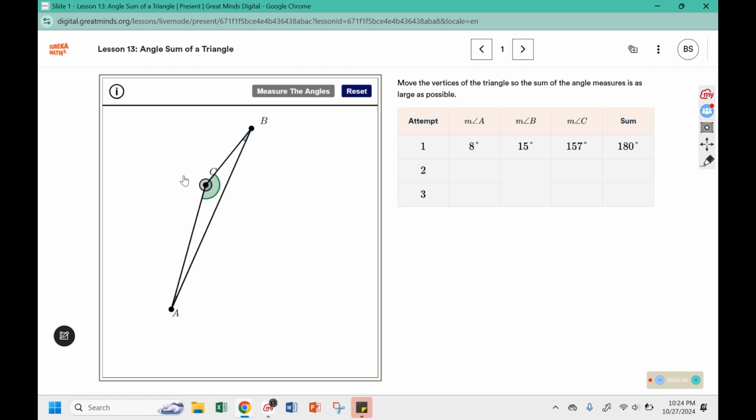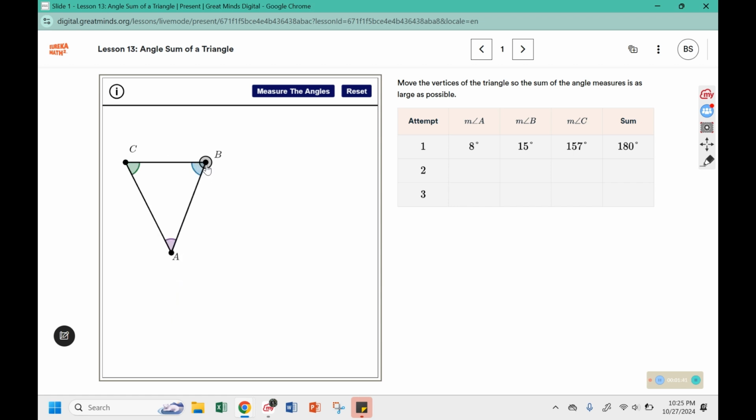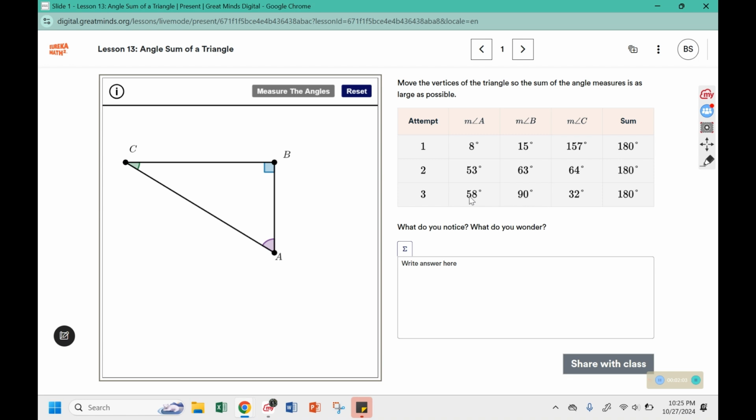Well, maybe we want to make them all as close to each other as possible, or as close to the same size as possible. So here I have an angle that's 53, 63, and 64, but the sum still comes out to 180. Let's try another. What if we created a right angle? Now I have one that's 90, one that's 58, and one that's 32.